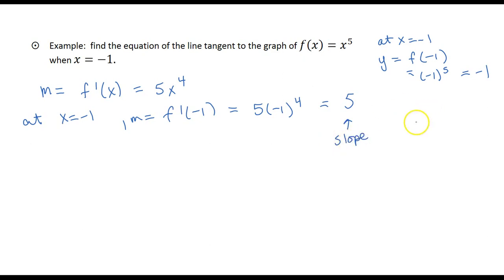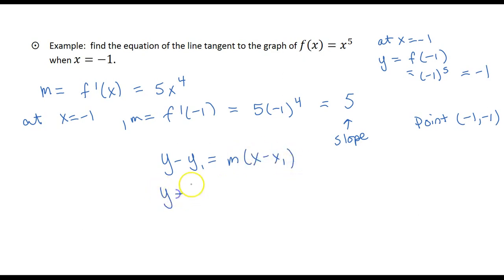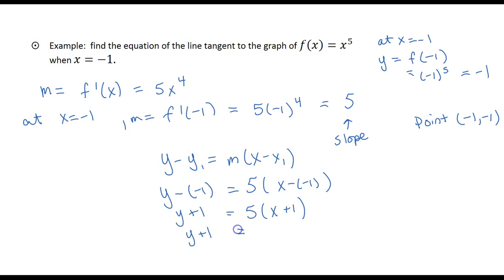So this is our slope. Our point P would be -1, -1. So I'm going to use that same equation as before. y minus y1 equals m times x minus x1. So that'll be y minus -1 equals 5 times x minus -1. Or y plus 1 equals 5 times x plus 1. Or y plus 1 equals 5x plus 5. And if I subtract the 1, I get y equals 5x plus 4. So this is the equation.